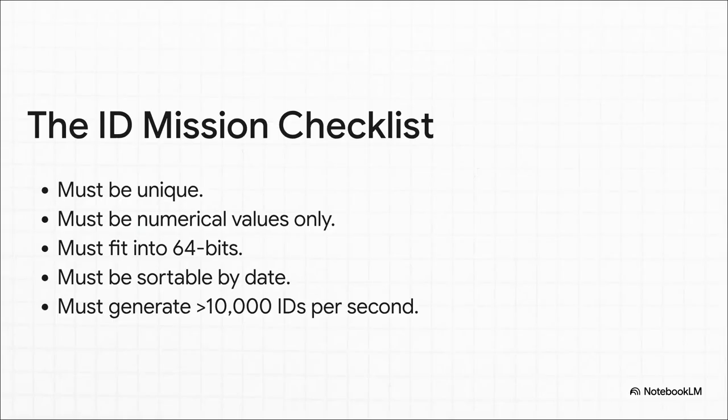So here it is, the full mission checklist. On top of being unique, 64-bit, and super fast, the IDs have to be just numbers, no letters, no weird characters. But the real kicker, the one that trips up almost everyone, is this. They must be sortable by date. An ID created later has to be a bigger number than an ID created earlier. That sounds simple, but it's the toughest rule of all. Let's see how the other ideas stack up.